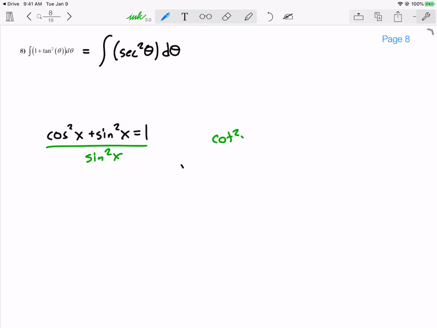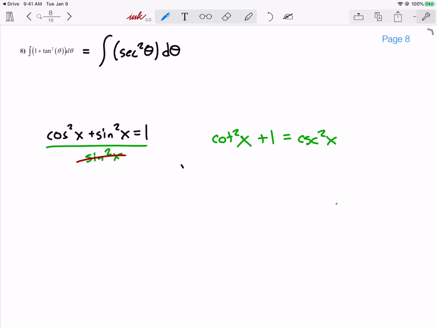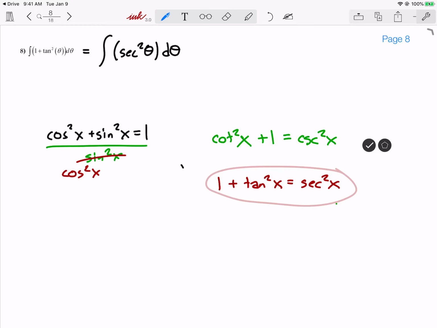And I'm frozen. Patience. There we go. Sine squared over sine squared is just 1. 1 over sine squared is cosecant squared. Well, that didn't help me. So instead, let's divide everything by cosine squared of x. Cosine squared divided by cosine squared is 1. Sine squared over cosine squared is tangent squared. And 1 over cosine squared is secant squared of x. So that is what property I used.